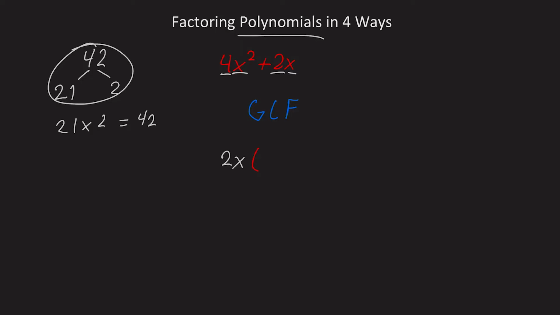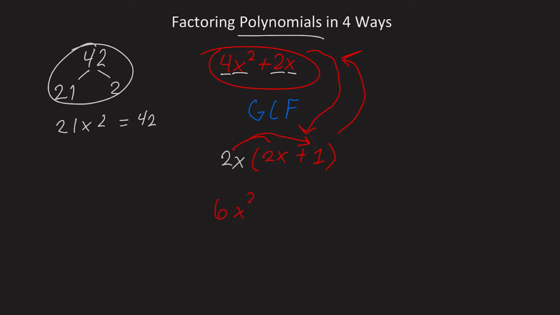So if we pull a 2x out of this equation right here, what's 4x squared divided by 2x? It's going to be 2x. What's 2x divided by 2x? It's going to be 1. So you see here, we have factored 4x squared plus 2x down into this. And if we redistribute the 2x using the distributive property, we're going to get right back to where we were.